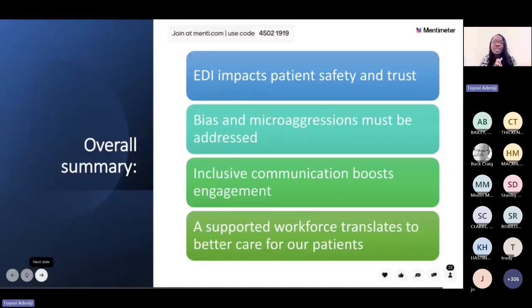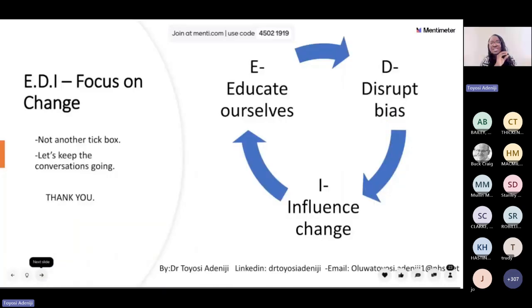And this is the other thing. It doesn't just have to be addressed by the person that has gone through it. Any bystander should feel confident enough to call it out, not in a confrontational manner, but should be able to call it out. Inclusive communication will boost engagement. And a supported workforce actually translates to better care for our patients. And I'm hoping we can see that thread going across. And overall, EDI for me, at the core of all the things we've said today, is about us focusing on change. It's not another tick box.